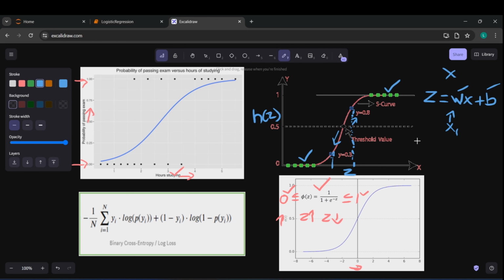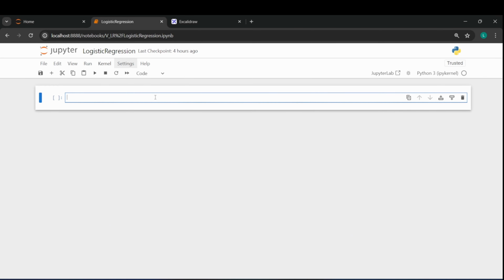Let's understand how all this works in detail using some example. Now I'm going to take the breast cancer Wisconsin dataset from sklearn, which is used for binary classification problems to predict whether a tumor is malignant or benign based on various features.